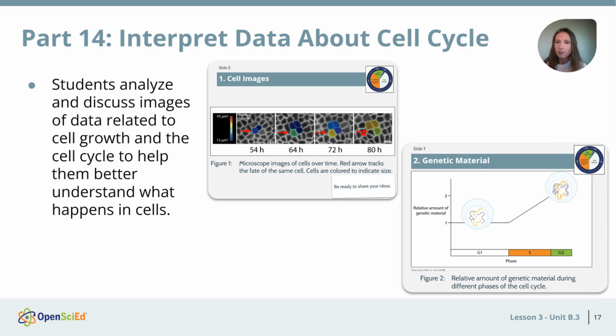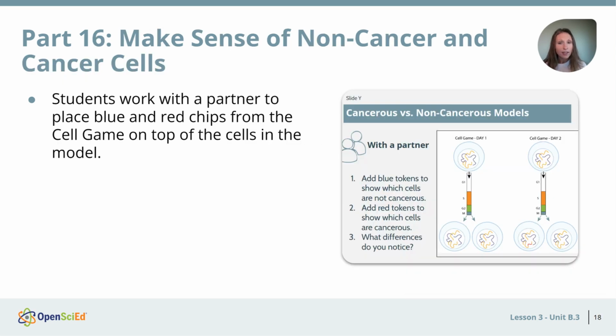So we look at an image of a cell at different periods of time and a graph of the relative amount of genetic material. From this, they figure out that a cell grows and doubles the amount of genetic material before it divides. The final key moment is a quick and simple activity to make sure that students understand the outcome of cell division, that cell division can lead to cancer, and that cancer cells have differences in their chromosomes when compared to non-cancer cells. They will investigate these differences in more detail in lessons 5 and 6.